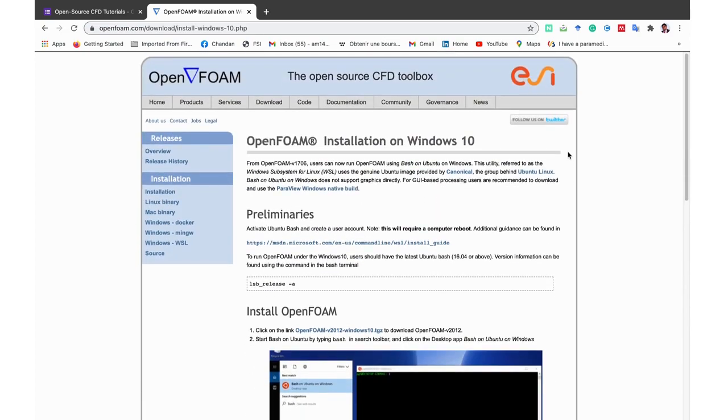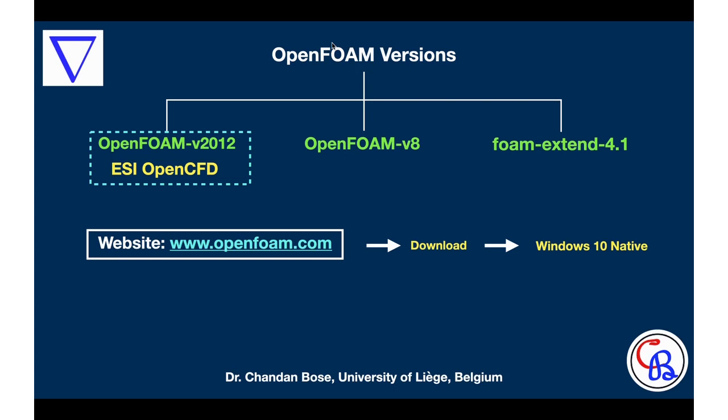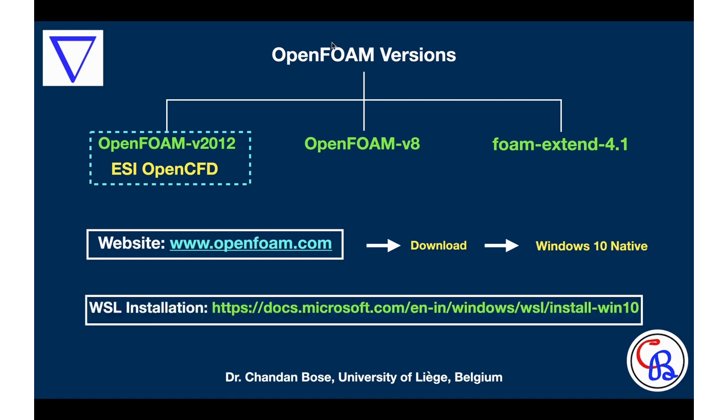I will just go through these steps one by one for the ease of your understanding. The first step is to enable the option of Windows subsystem for Linux, and there is a dedicated web page from Microsoft on the procedure of enabling this WSL option on Windows 10. So let us go ahead with the steps.